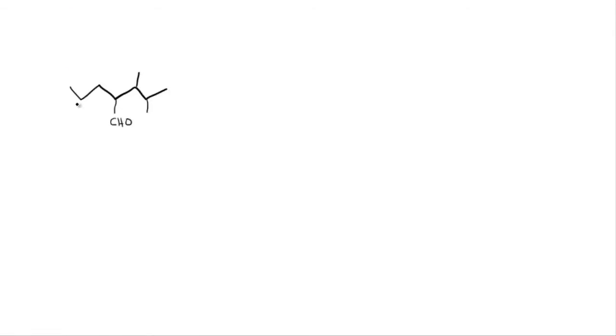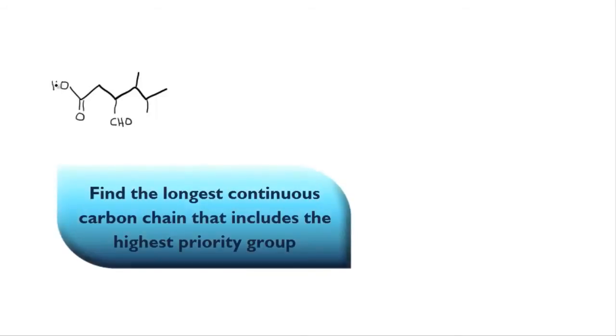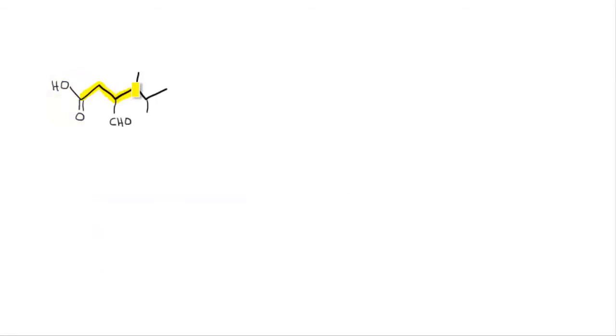Looking at our molecule here, we need to find the longest continuous carbon chain that includes the highest priority group. In this structure, our functional groups are an aldehyde and a carboxylic acid. The highest priority group is the acid. The longest chain ends up being 6 carbons long, highlighted here in yellow. So here's my numbering: 1, 2, 3, 4, 5, and 6.